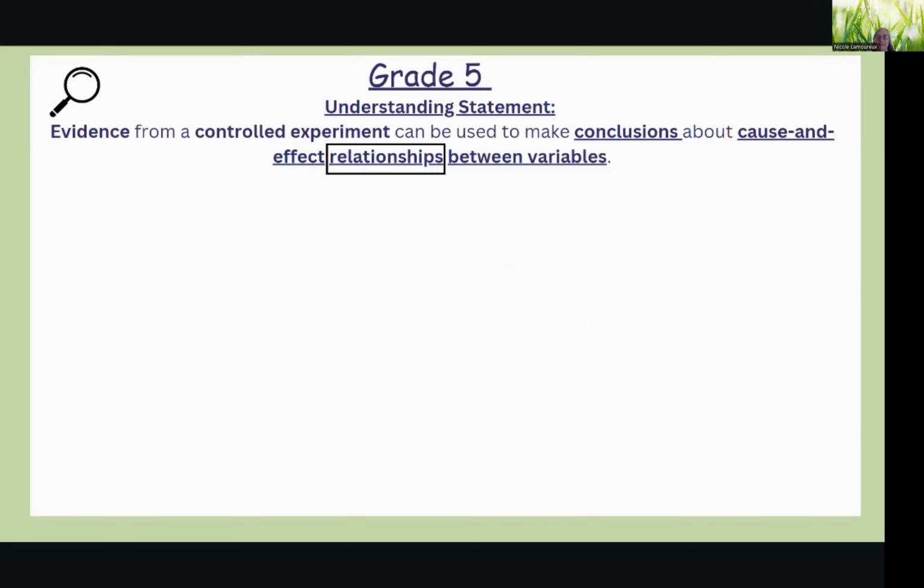However, in grade 5, we're going to look at that understanding statement. Grade 4, I'm going to talk to you a little bit about this too. So just hang on, even though we're learning about grade 5, it still connects to you. Evidence from a controlled experiment. So that's your parameter. They're going to really zero in on controlled experiment in the scientific methods, okay, which can be used to make conclusions about cause and effect relationships between the variables.